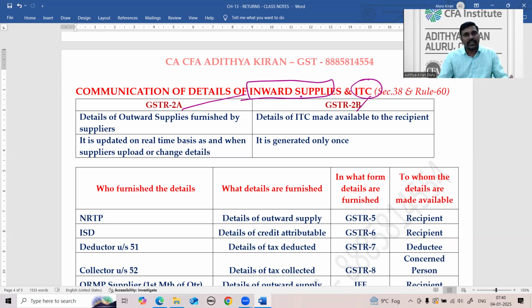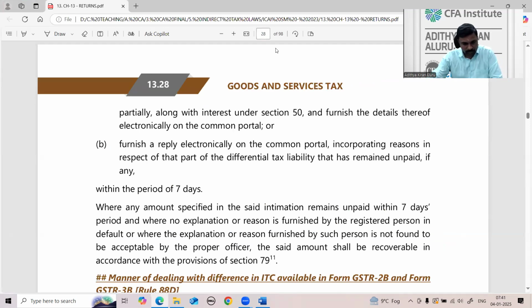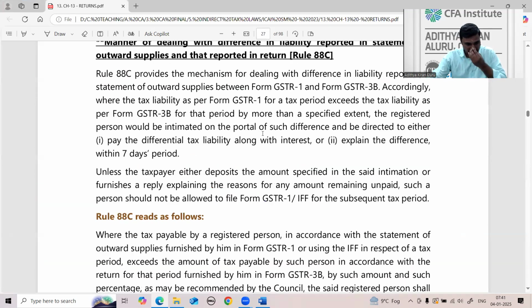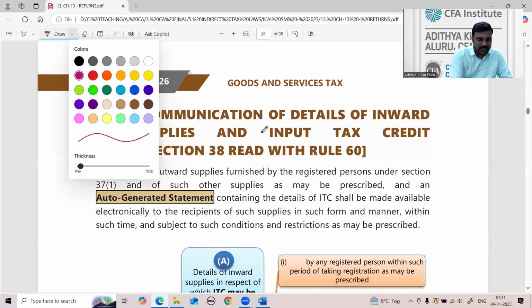Therefore, all the purchases in GSTR 2A, you may not claim input tax credit. Only on those purchases reflected in GSTR 2B, we can claim input tax credit. Okay, right. So details of inward supplies and ITC. Section 38 and rule 60.